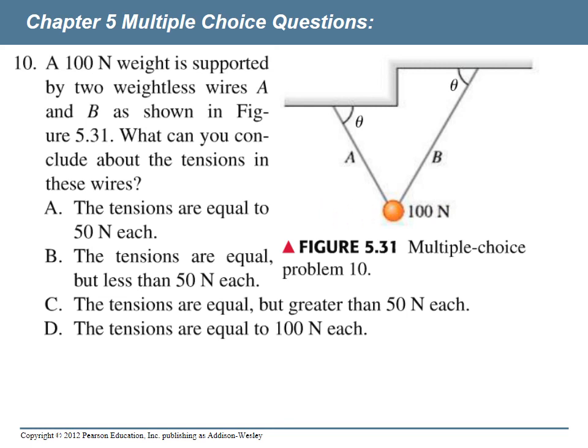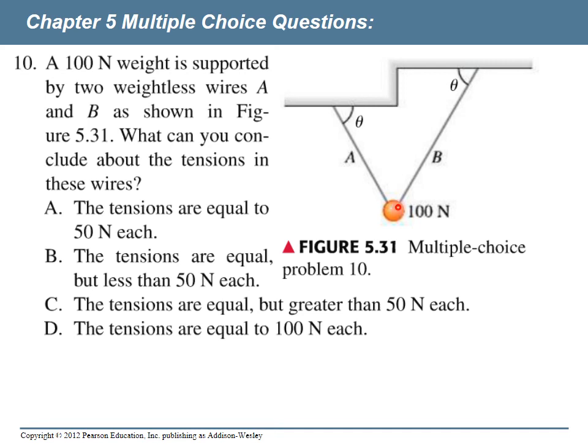So we can say they are both equal, right? Well, A says they're equal, B says they're equal, C says they're equal, and D says they're equal. That doesn't eliminate any. So we know they're both equal because their x components balance out, because the thetas are the same. Well, the next thing is, what about their y components, right?